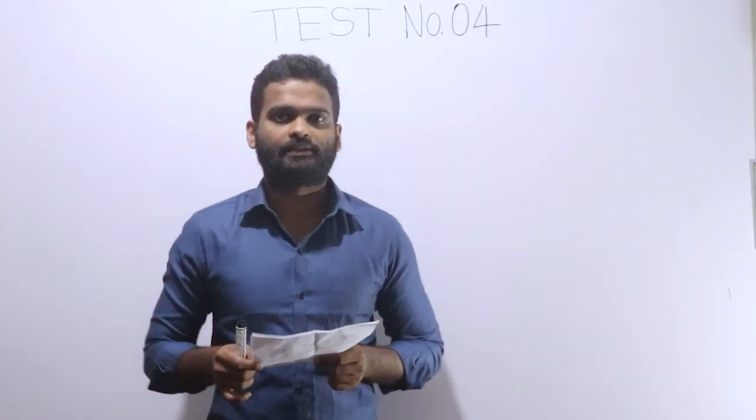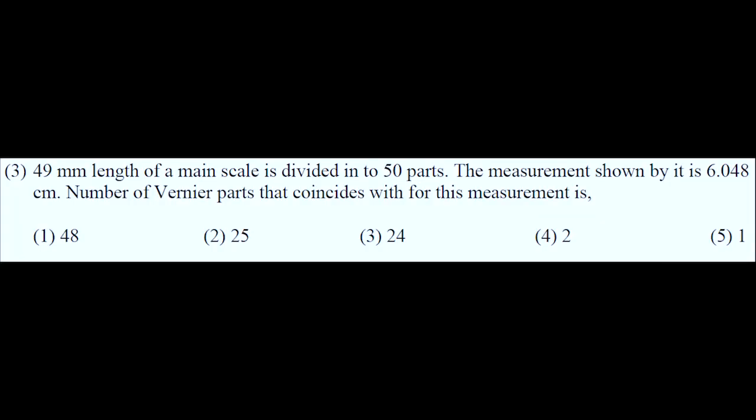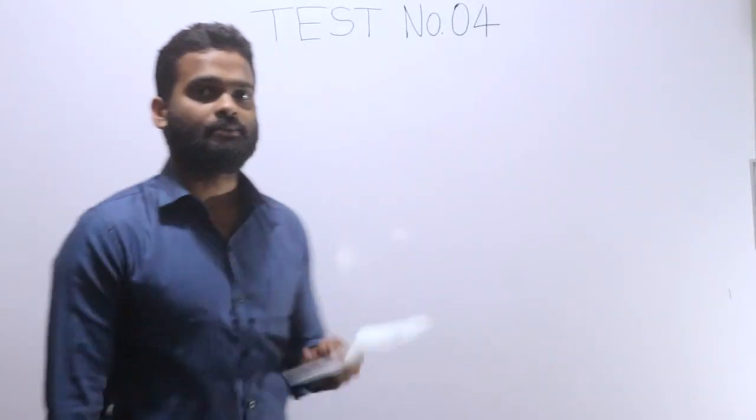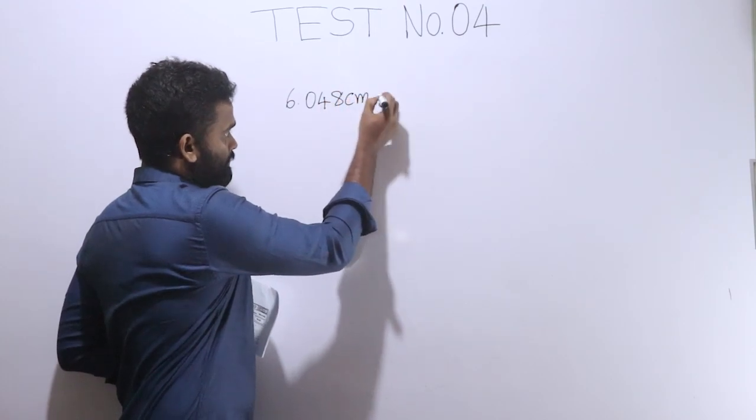Okay, then we have a third question. It's a question about Vernier calipers. 49 millimeters length of a main scale is divided into 50 parts. The measurement shown by it is 6.048 centimeters. The number of vernier parts that coincide for this measurement is asked. So they say using this vernier caliper they have measured a length equal to 6.048 centimeters.